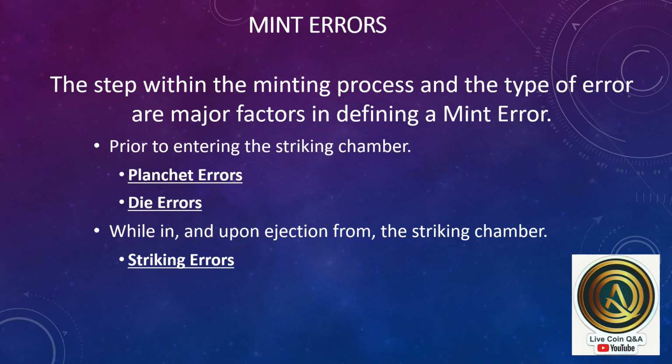The step is prior to entering the striking chamber. Two types of errors are planchet errors and die errors. While in and upon ejection from the striking chamber come striking errors.